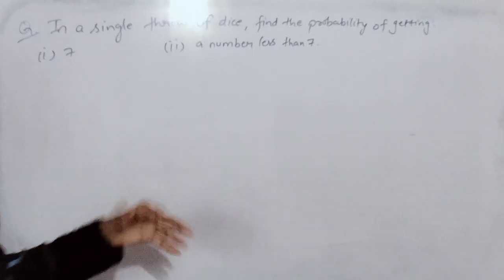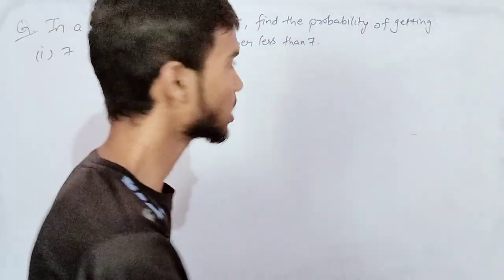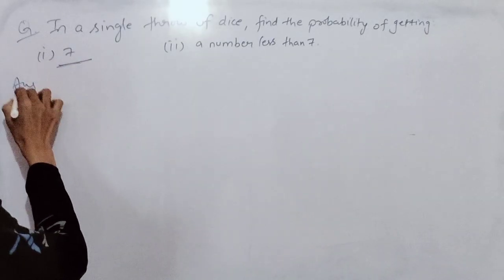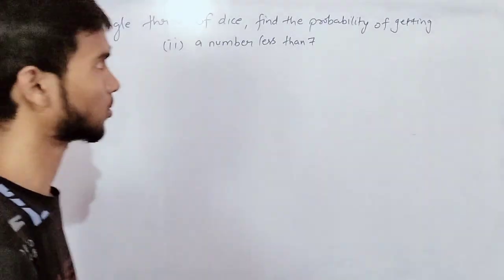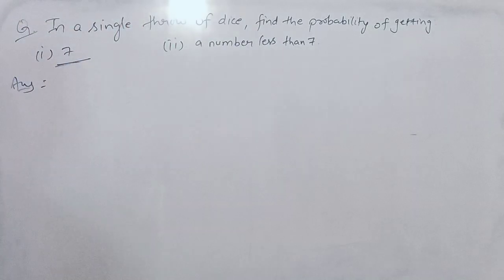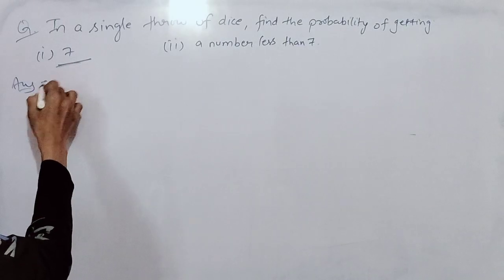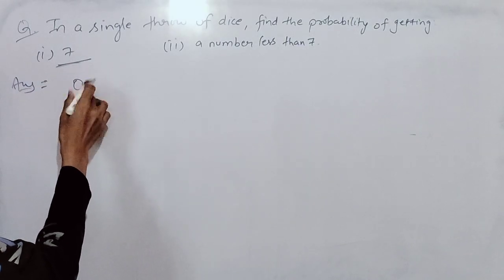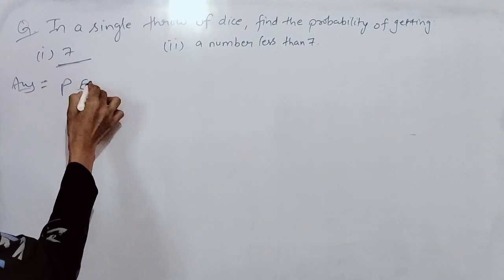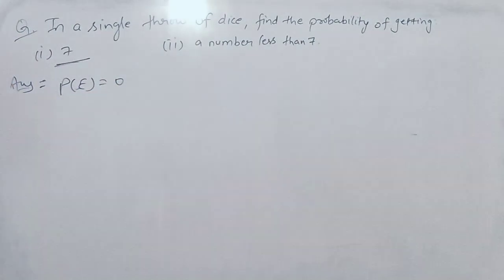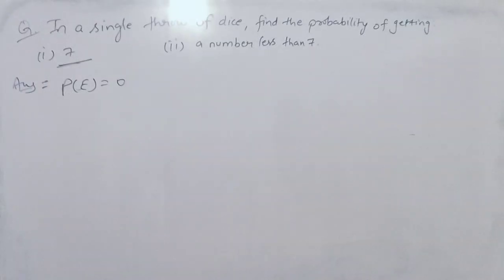In a single throw of a dice, a dice is thrown only one time. Find the probability of getting 7. So here 7 will not come because 7 is not a number on a dice. That's why you would say the probability will be 0, because 7 will not come when a dice is thrown.